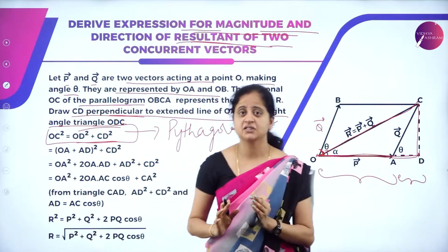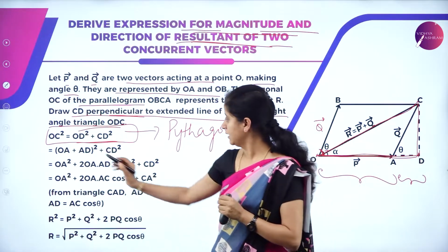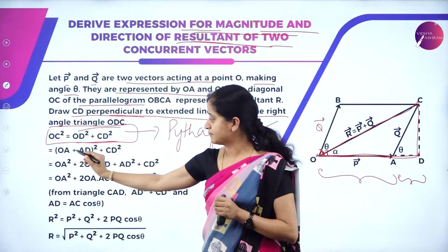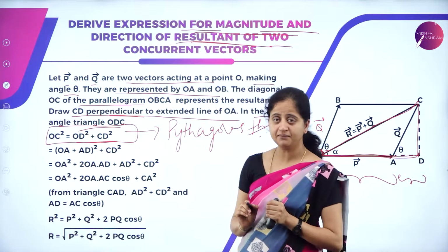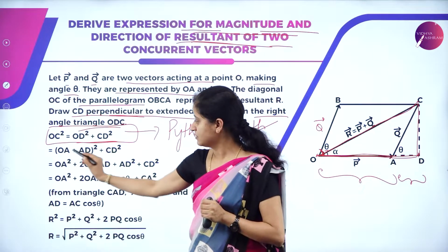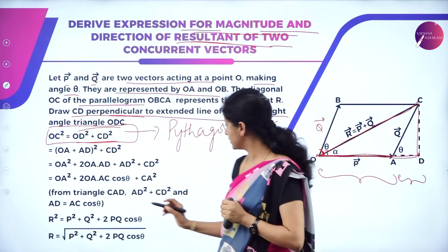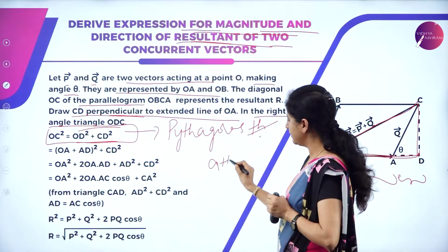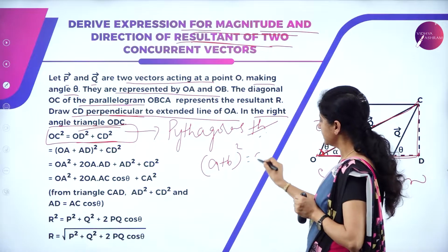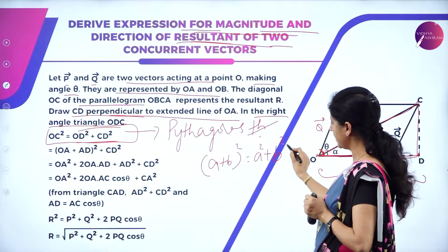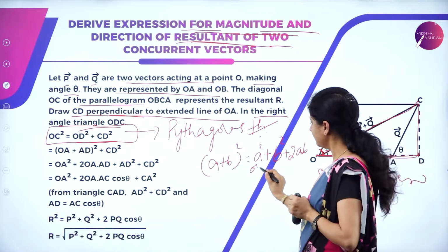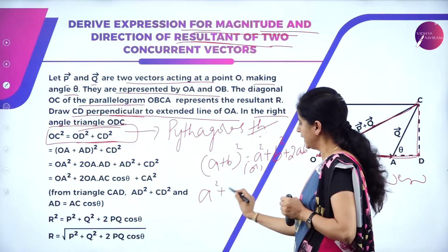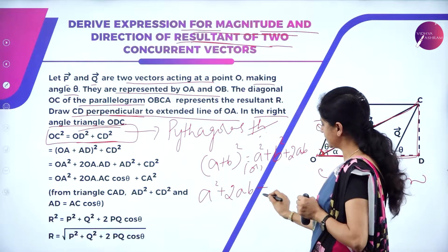So for the simplification purpose, we are splitting and writing OD square as OA plus AD the whole square, plus CD square as it is. So now it is of the form A plus B the whole square. What is the formula of A plus B the whole square? It is A square plus B square plus 2AB. Or we can also write it as A square plus 2AB plus B square.